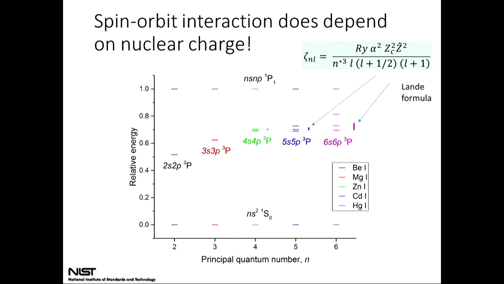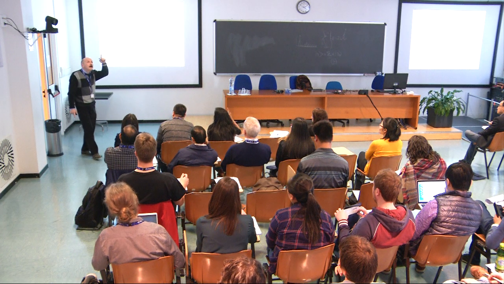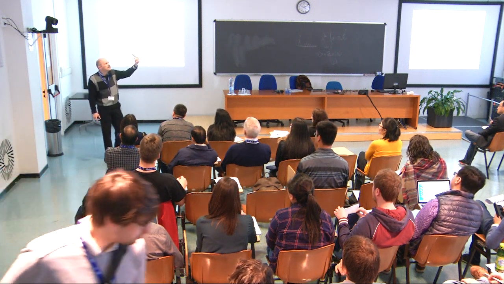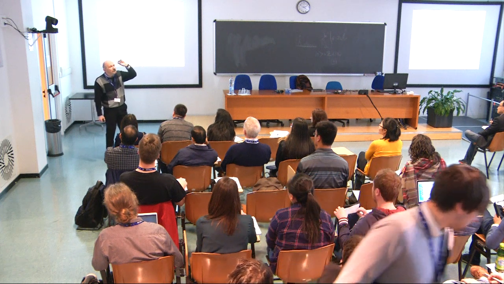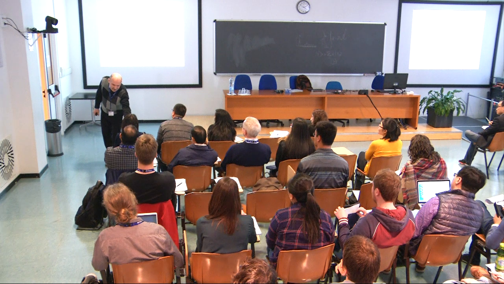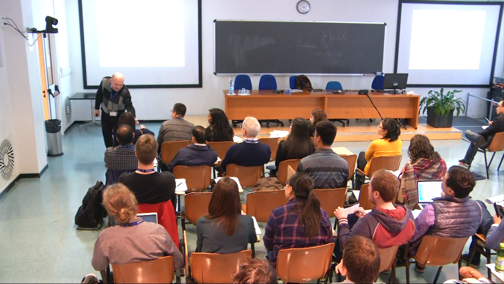Now, here's the question. This is neutral mercury. Can we find any lines of neutral mercury around us in nature? Yes, the answer is yes, we can. All these lamps have neutral mercury, and if you use this direct vision spectrometer and look, you will see a very nice blue line at 435 nanometers.